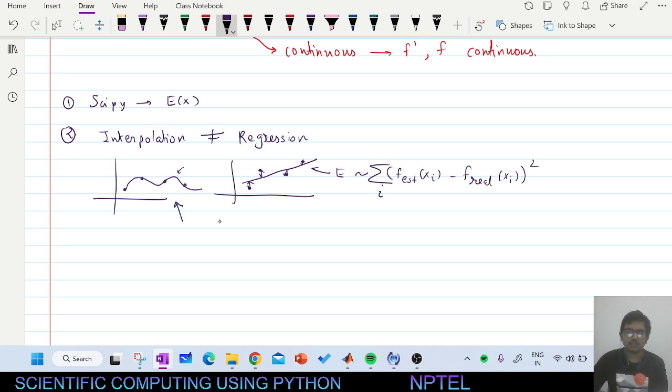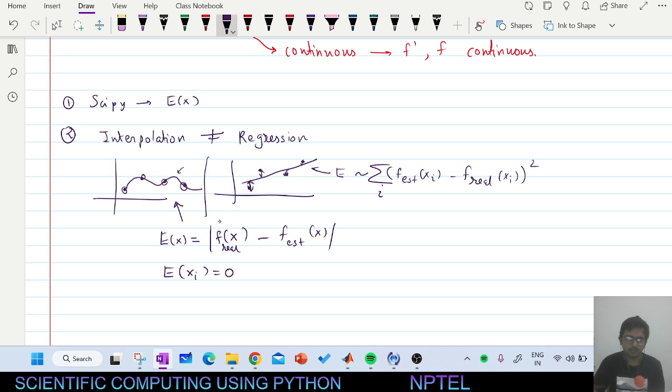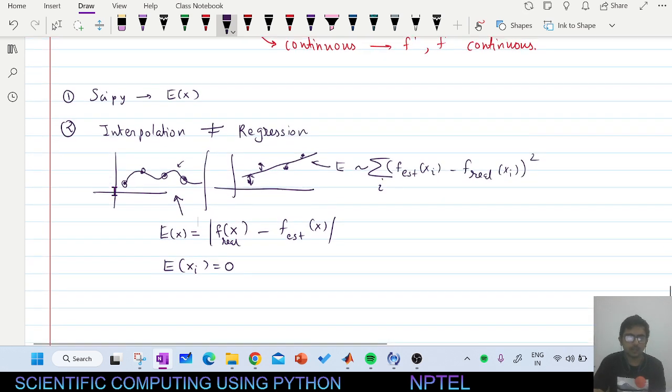In this case, error is just a function of x. So there is no sum, first of all, and that error is just f real of x minus f estimated at x. In fact, if you calculate error at any xi point, which is what we calculate here, it will be just 0, right? Because at that point, we are required to pass it through the points. So these two are different things. But SciPy can definitely do that.